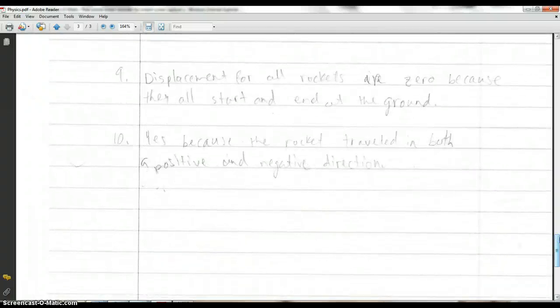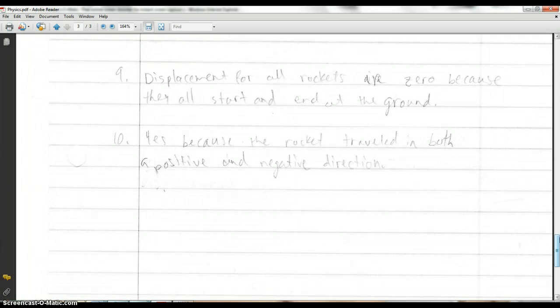Now number 9 says, what is the total displacement of the rocket? The displacement is a little bit different. The displacement is not the absolute value. Since it starts at 0, goes up, and then ends at 0, the displacement is going to be 0, because it doesn't move anything from its starting to final. So you take the final position, which is 0, minus the starting position, which is 0, so 0 minus 0 is just 0.